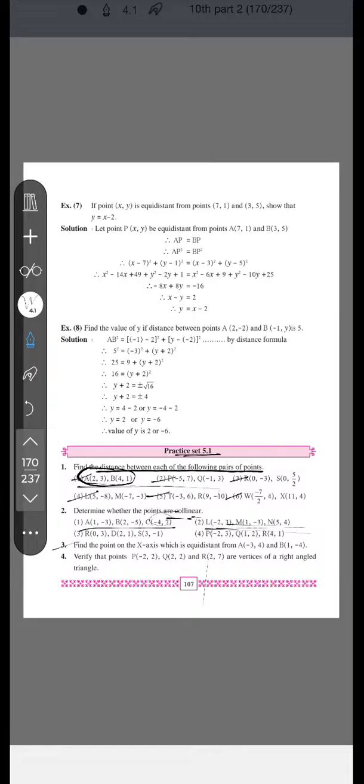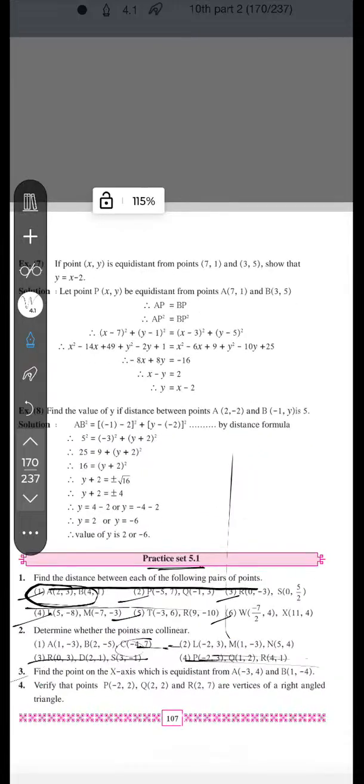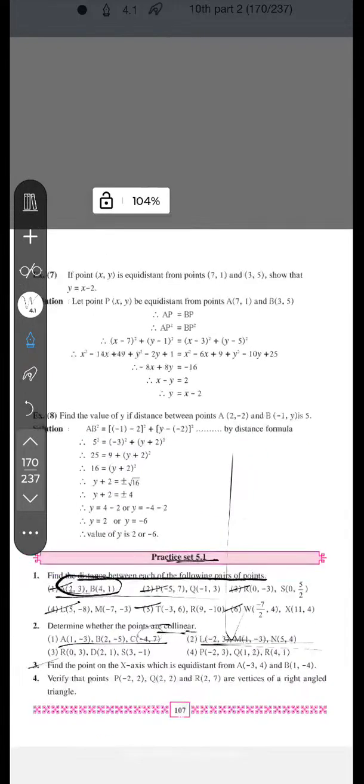It is a very easy one, practice set 5.1, the third question. What does the question say here? The question says find the point on the x-axis which is equidistant. Now what is equidistant? Equidistant means equal distance from each other. See, if point A is there and a point B is there, then simply they are at equal distance from the x-axis.